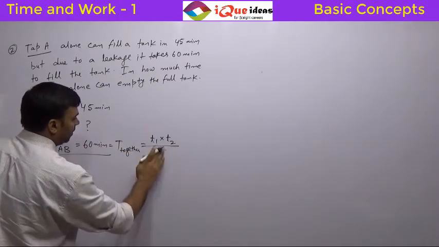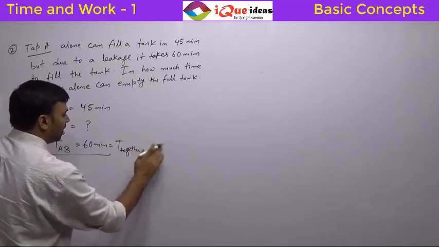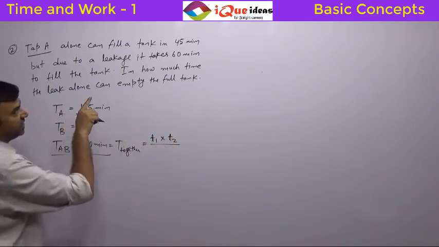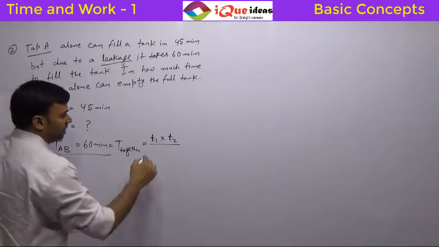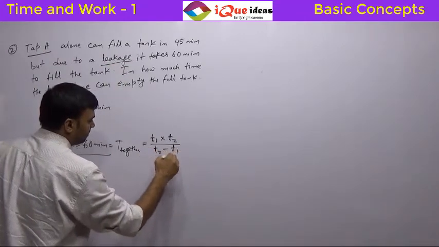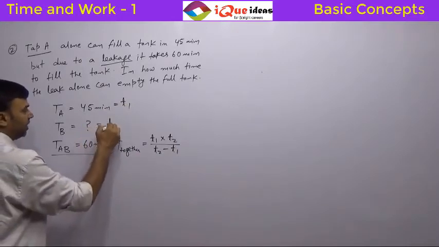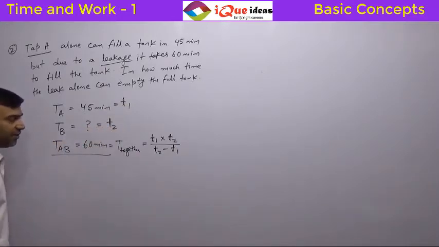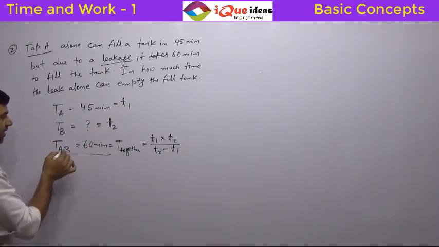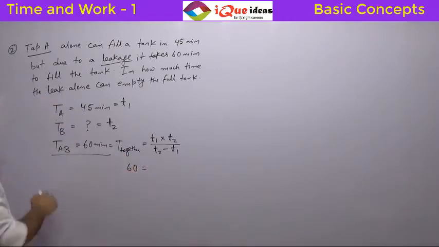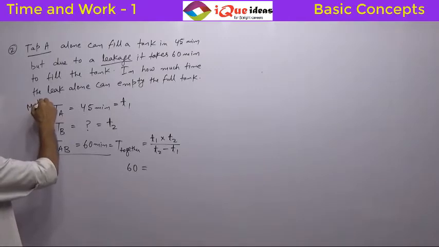And we also have the formula for time together. It is T1 into T2 divided by, now this is the negative work situation. Leakage is negative worker. So it is T2 minus T1. Here T1 is 45 minutes, T2 is the time taken by the leakage. This is what we have to calculate. And time together is 60. So we can directly apply this method. This is, let's say, method 1.